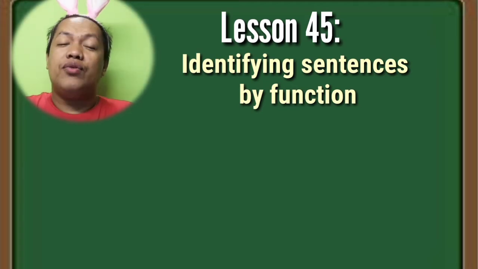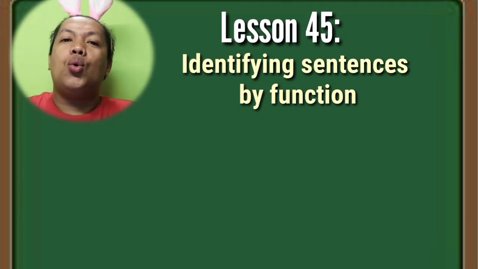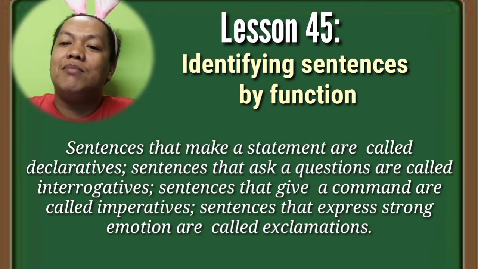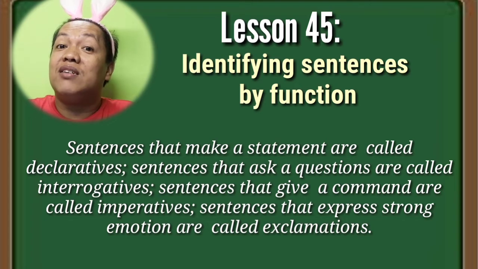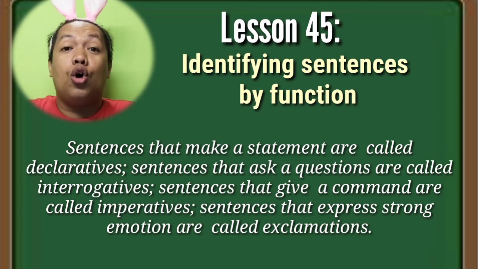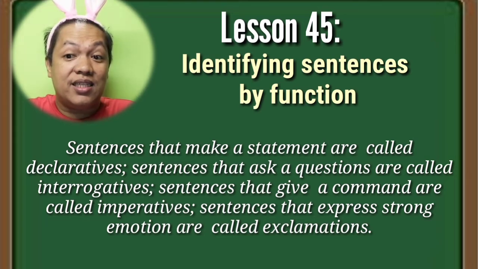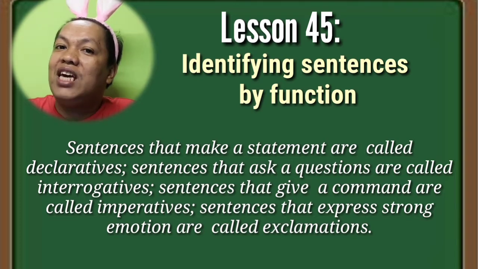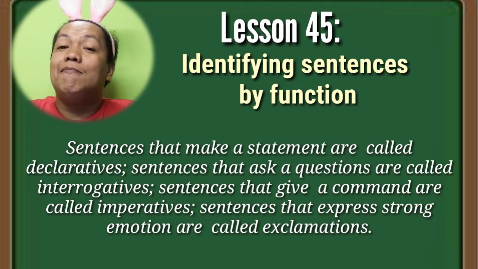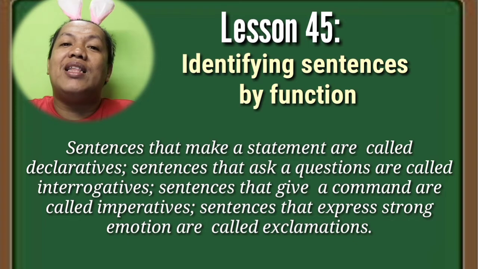Everyone, take note that your Cambridge Basic English Quick Tip 45.1 will remind you that sentences that make a statement are called declarative sentences. Sentences that ask a question are called interrogative sentences. Sentences that give a command are called imperative sentences. Meanwhile, sentences that express strong emotion are called exclamatory sentences.